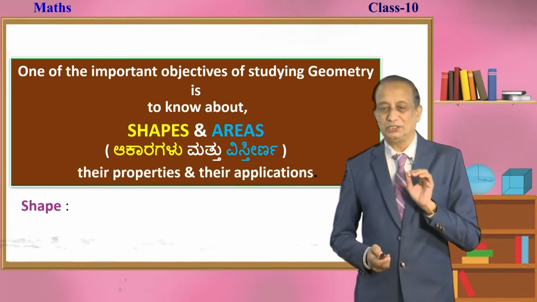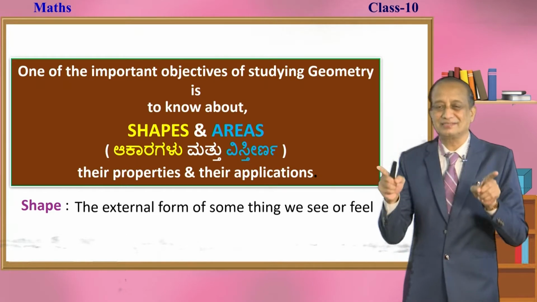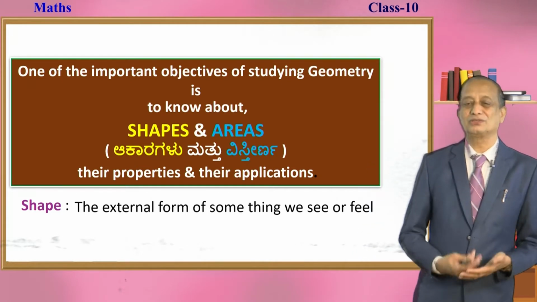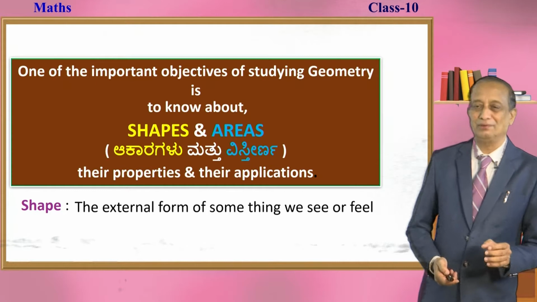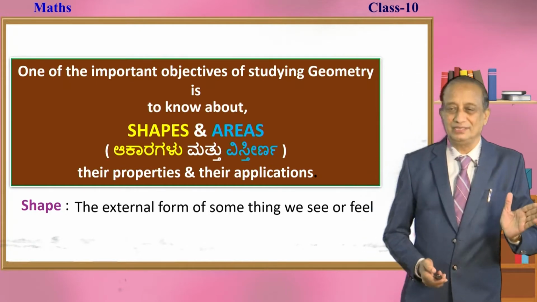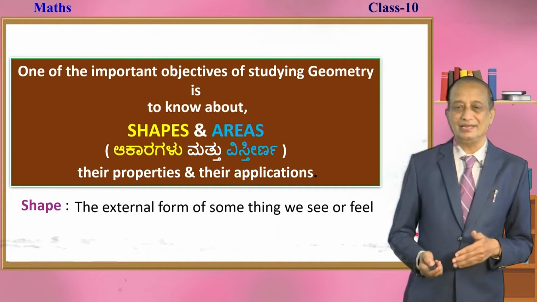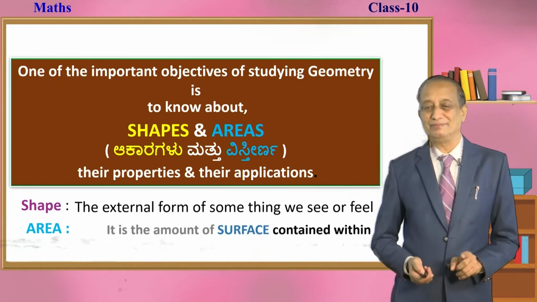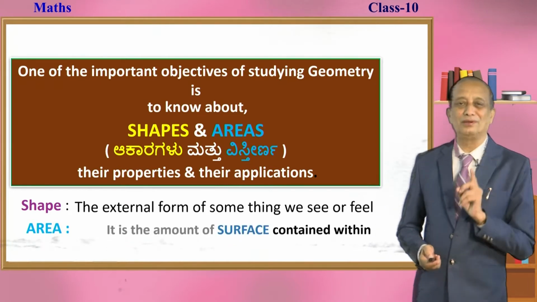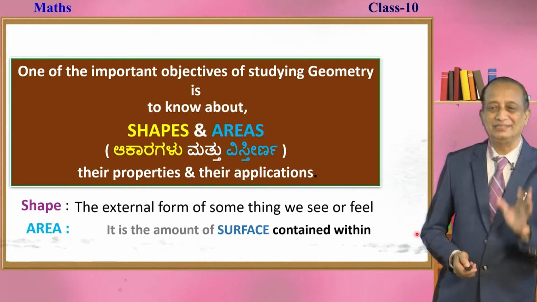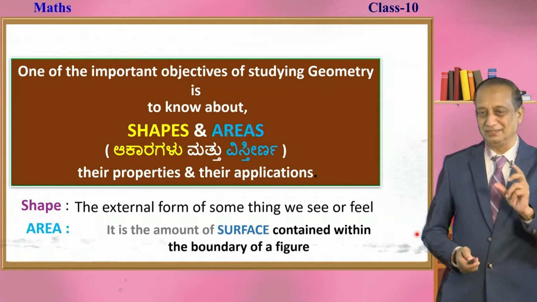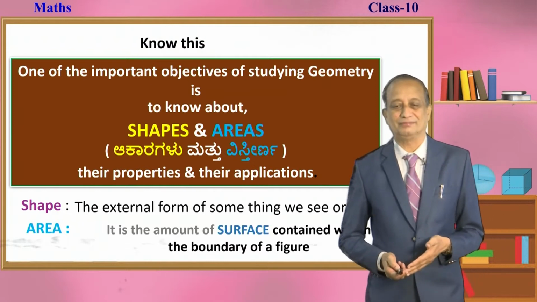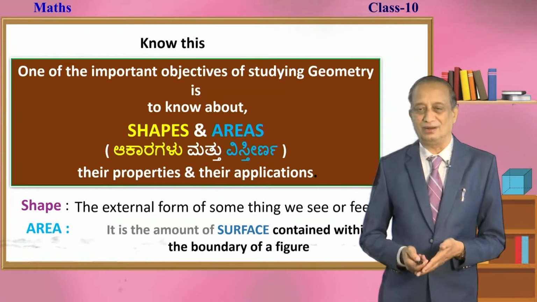Shape means it is nothing but the external form of something that we see or we feel. This is called the meaning of a shape. Because we are going to talk about the shapes of triangles only in particular, and you already know the concept of area also. Area means it is the amount of surface contained within the boundary of a figure, children. These are the important terminologies which we will be using very frequently in this chapter. Please make a note of this also.